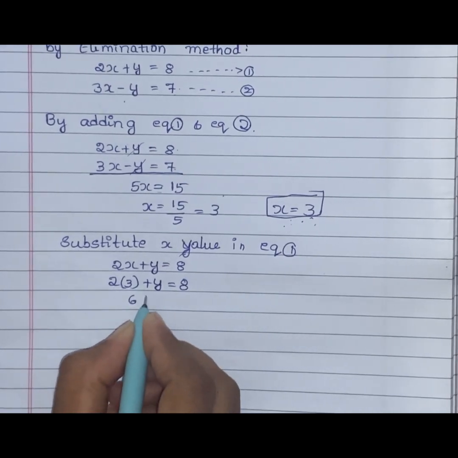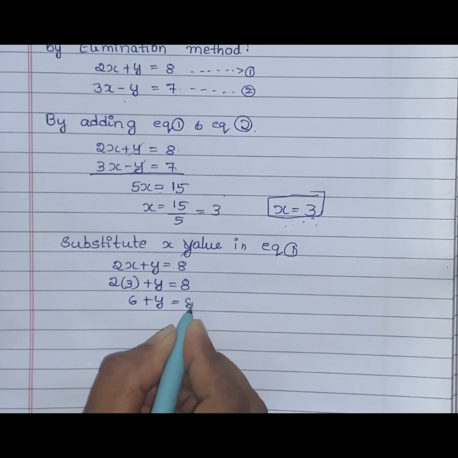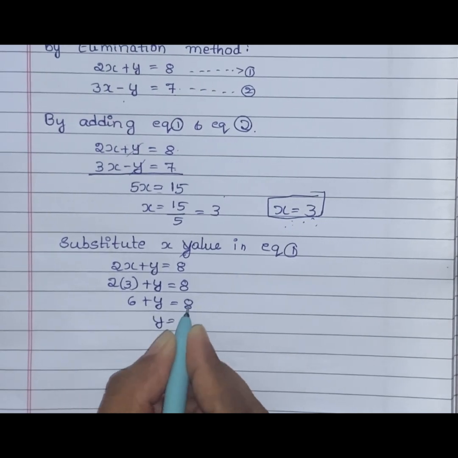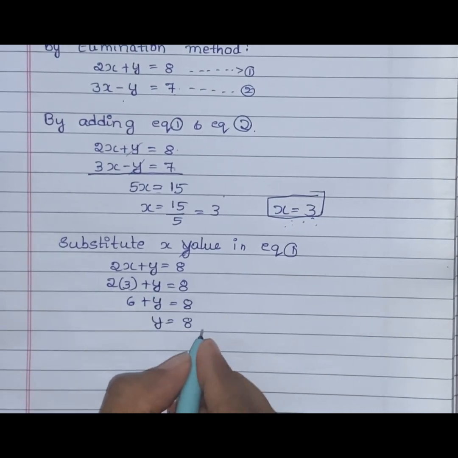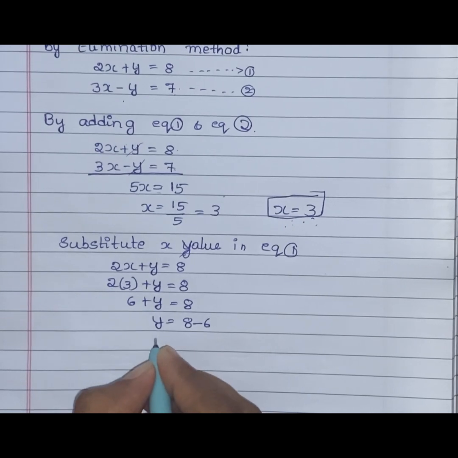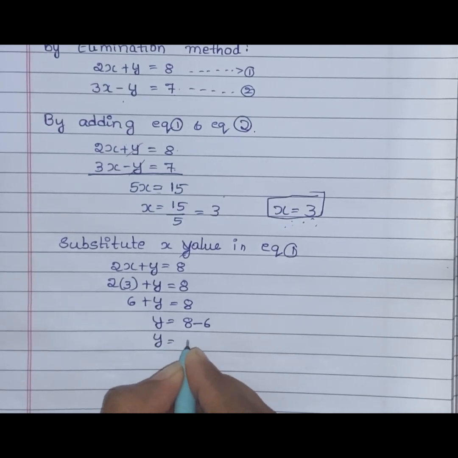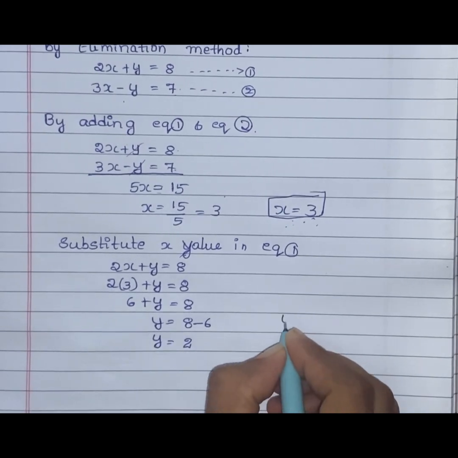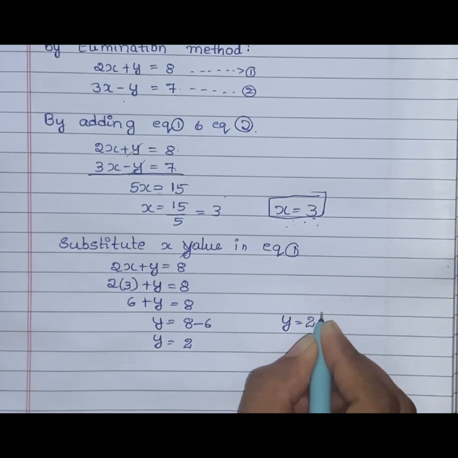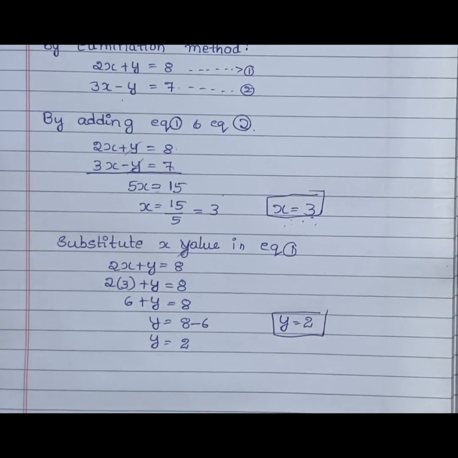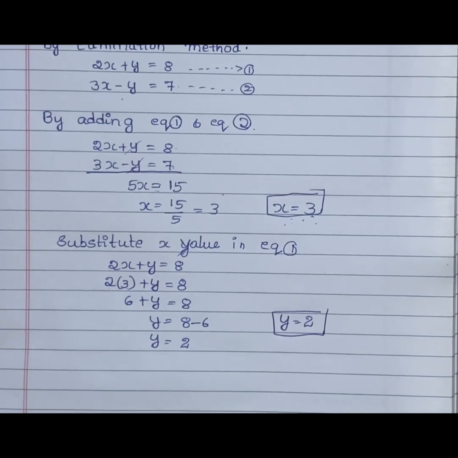3 2s are 6 plus y is equal to 8. So y is nothing but 8. When 6 comes here, it will become minus 6. So 8 minus 6 is nothing but 2. So now we know the value of y is 2. Okay, so this is the final answer for this question.